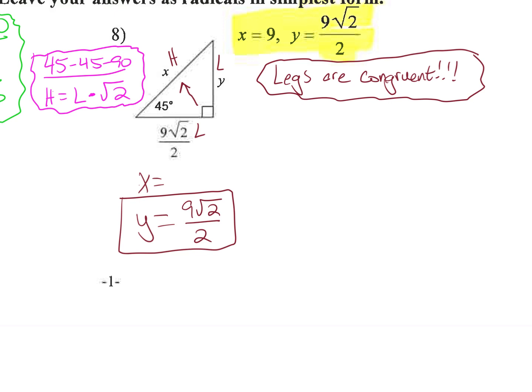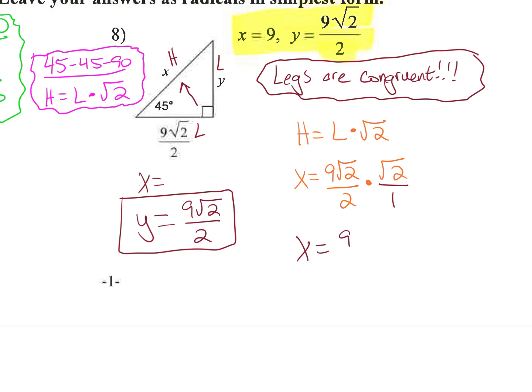But the other one, I got to use the formula. H is equal to L times the square root of 2. H is x. The leg is 9 square root 2 over 2 times the square root of 2. All right, I can put that square root of 2 over 1 to make it a fraction. Now let's multiply across. I have 9 square root of 2 times the square root of 2. Anything with a 9 to multiply with? No. Just bring it down.